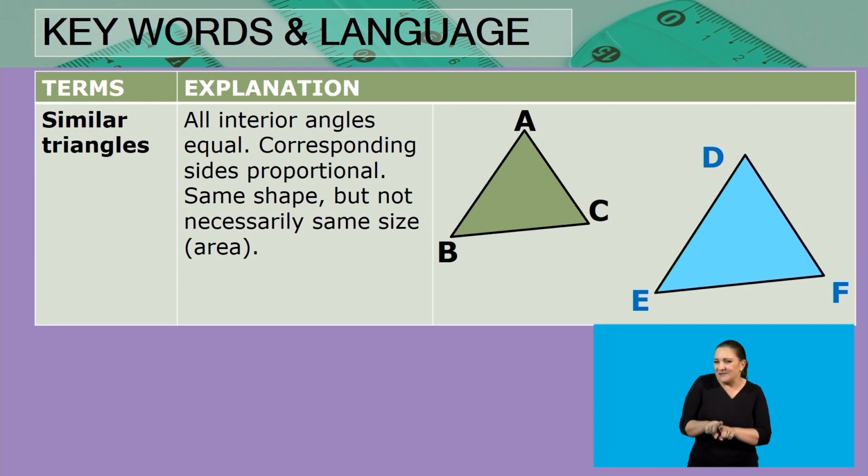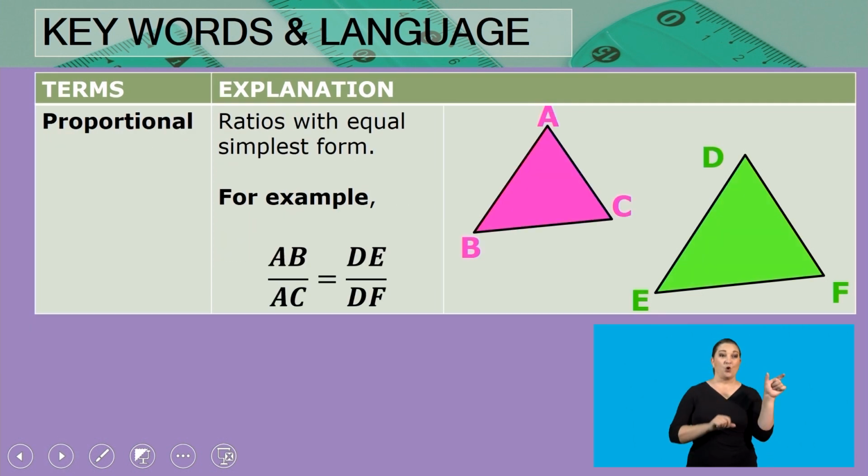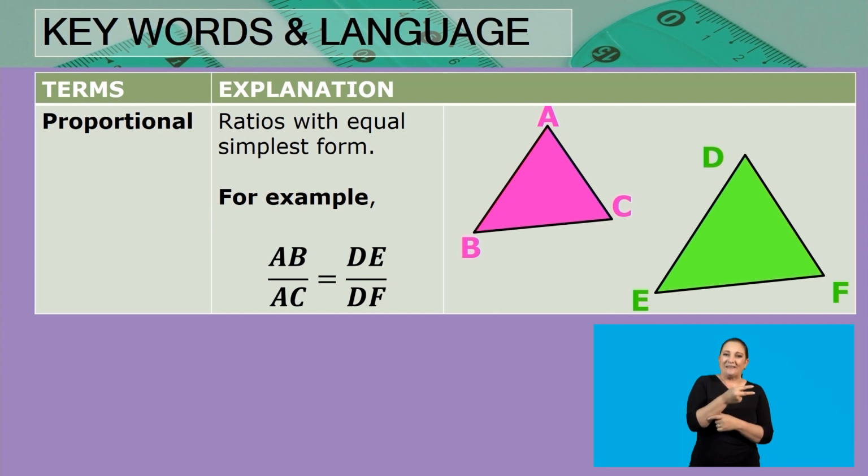And as we can see there, triangle ABC and triangle DEF. Triangle DEF looks bigger than triangle ABC, but because they have the same shape, we can see that they are similar. Then we have proportional, which means that the ratios, these are ratios with equal simplest forms.